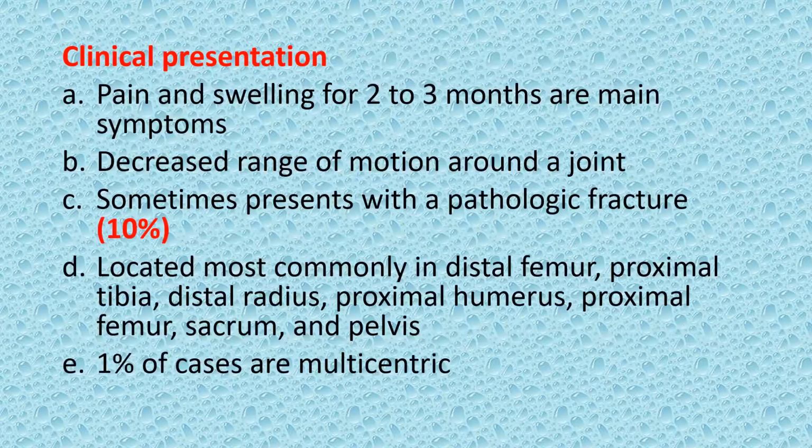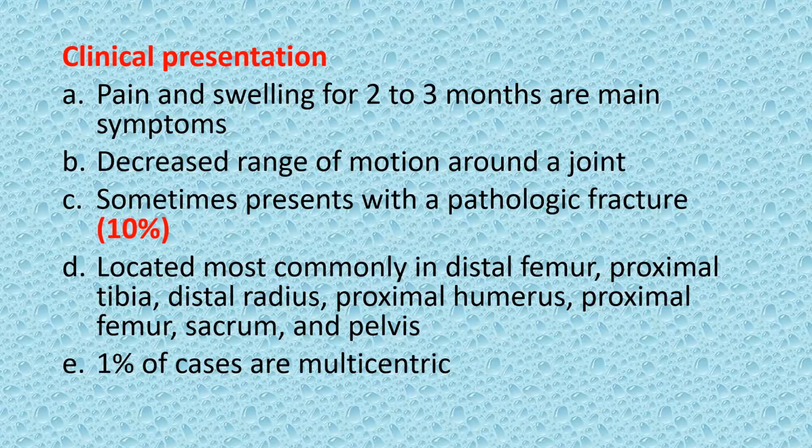Pain and swelling for 2 to 3 months are the main symptoms. Decreased range of motion around the joint, for instance with a lesion within the knee, they will have limitation of motion due to pain. Sometimes it presents with a pathologic fracture in 10%. It's located, as I mentioned, around the distal femur, proximal tibia, distal radius, proximal humerus, proximal femur, sacrum, and pelvis. 1% of cases are multicentric.